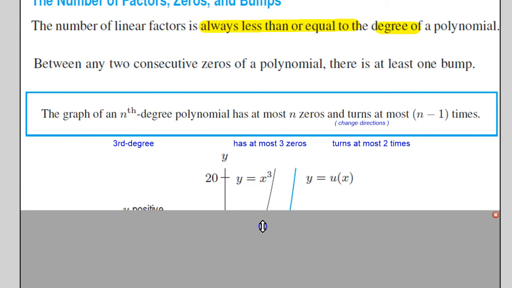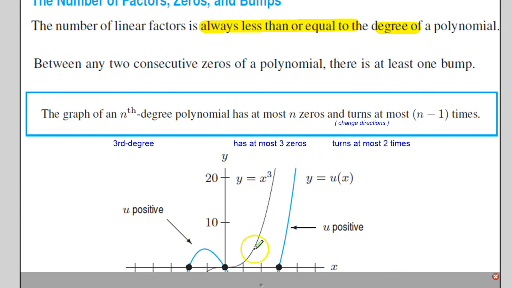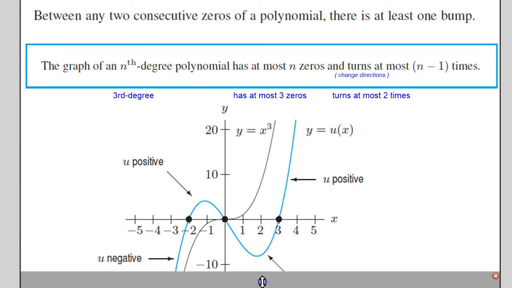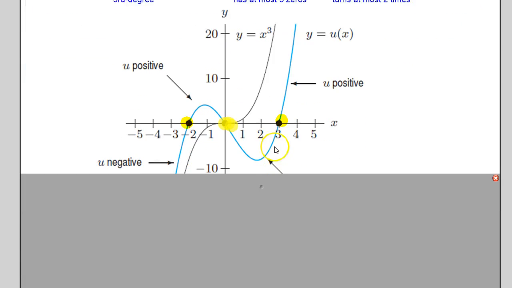Earlier in example 2 we had this graph that we were able to sketch using the short run behavior, and in this case it's third degree and it has at most 3 zeros. In this case it has exactly 3 zeros, and the number of turns is 3 minus 1, which is 2. As you can see here, it's increasing and then it changes direction, so that's 1 turn, and then it's decreasing and changes direction, and that's 2. So it has at most 2 turns, and this supports that.